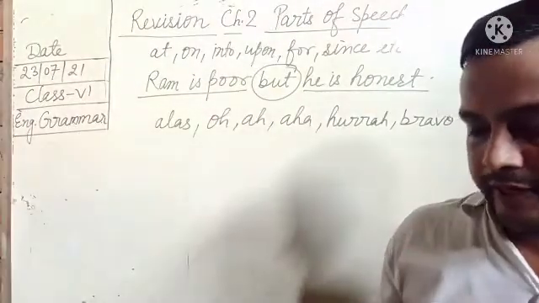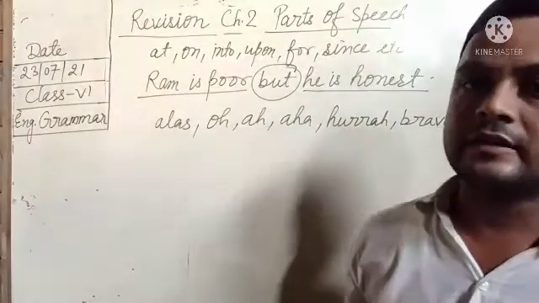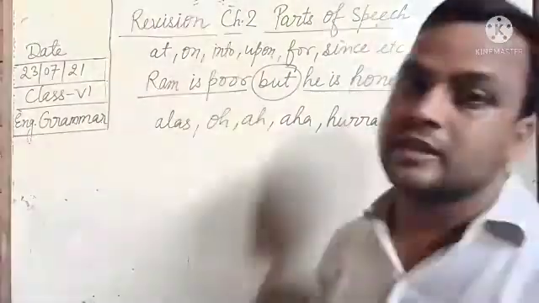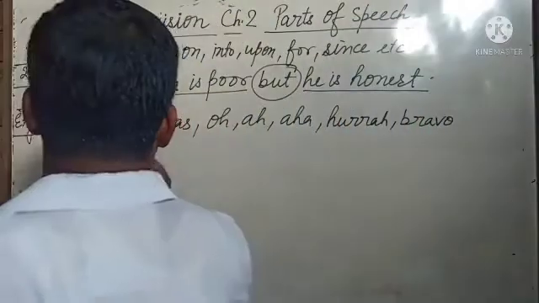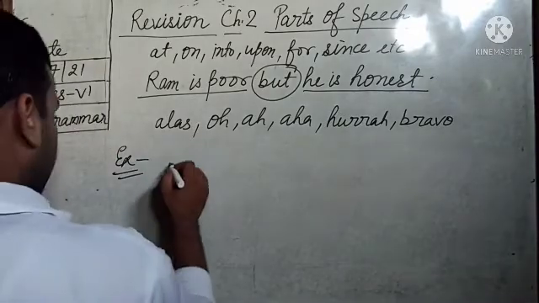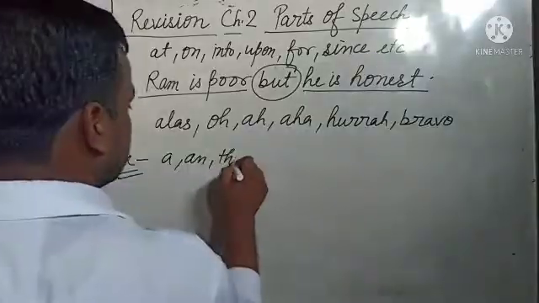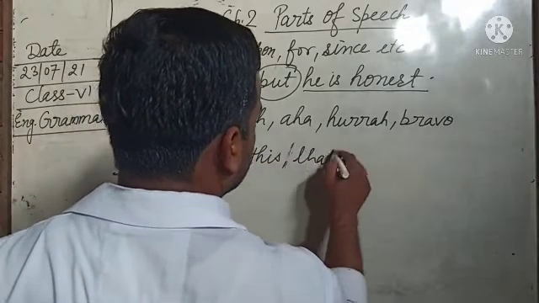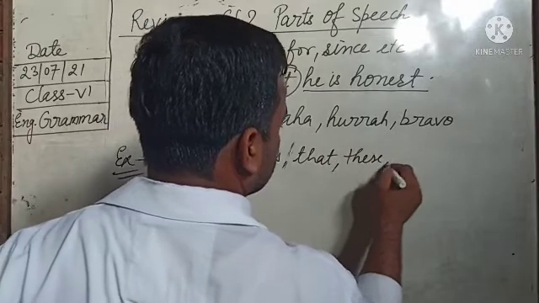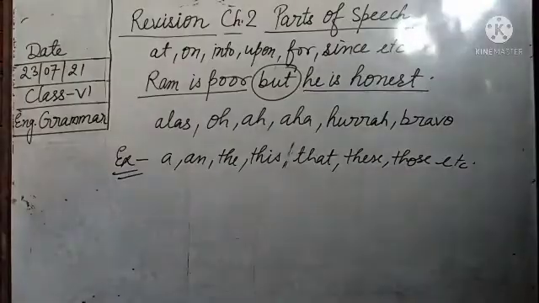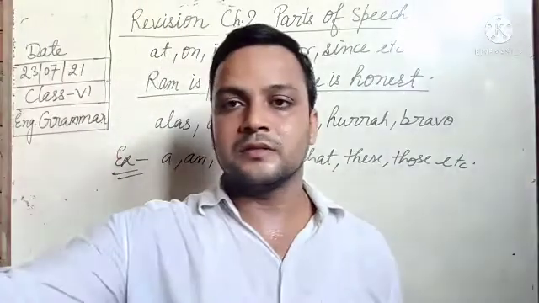So what is a determiner? A determiner is a word that comes before a noun and limits the meaning of the noun. It comes before the noun and it limits the meaning of that noun. So examples are a, an, the, this, that, these, those, etc. Okay, students, so these are determiners. So in this chapter you will revise this one.